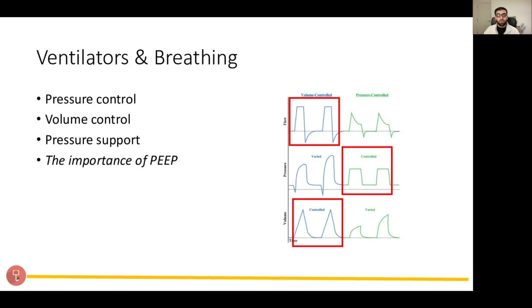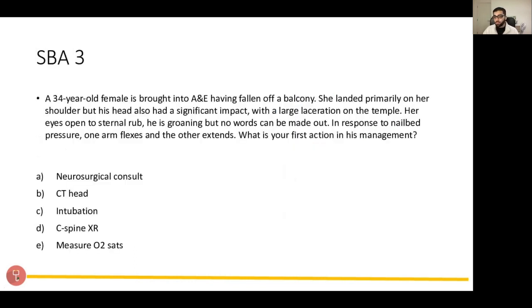But again, patients with ARDS often have high PEEPs just to enable easier ventilation. This is called lung sparing ventilation, where we deliver low volumes, but we use high PEEP. That's something that can come up in finals, so just be aware of that. So let's look at the next SBA now.